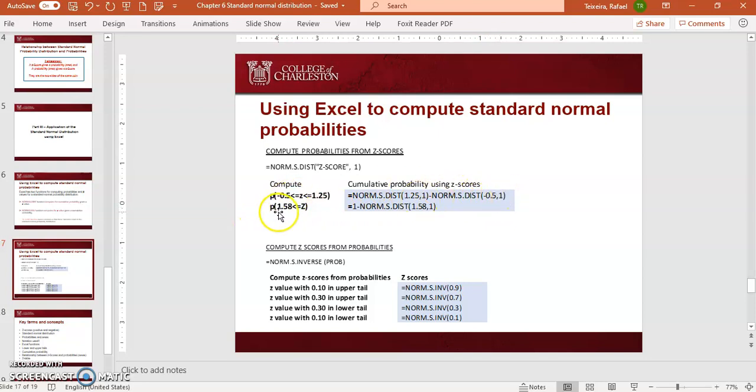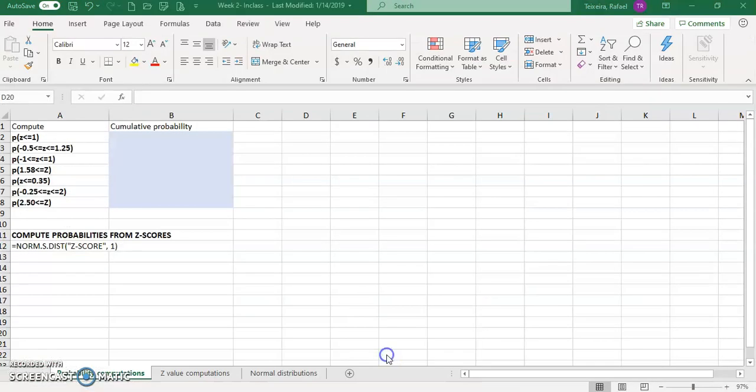If I want to know the probability that z is higher than 1.58 or any given number, we do 1 minus NORM.S.DIST. Okay, let me show you how to do that in Excel. This is the week 2 in class file.